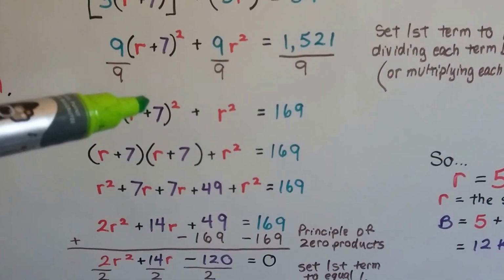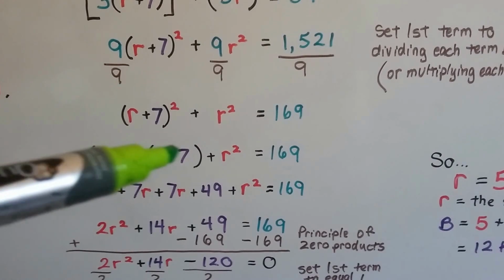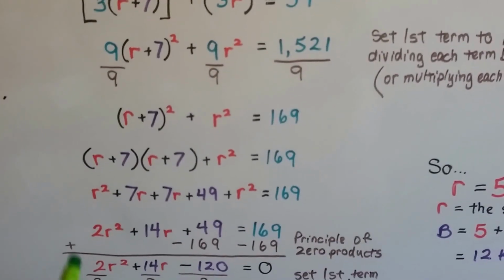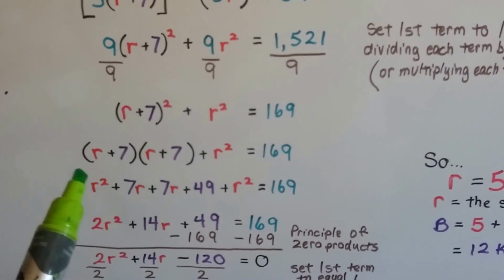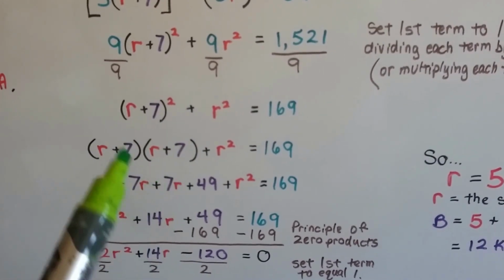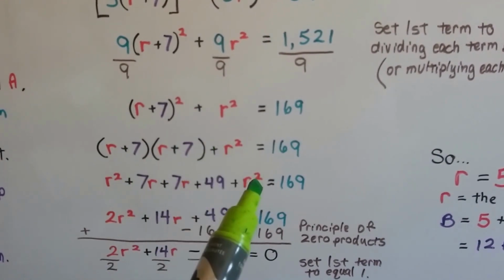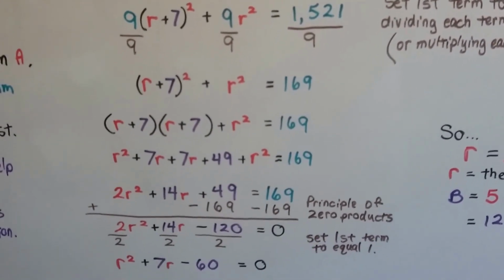Now we can open this up and FOIL it, can't we? R plus 7 times R plus 7, that's what that means. Plus the R squared equals 169. We FOIL this and we get R squared plus 7R plus 7R plus 49, because 7 times 7 is 49, plus this R squared, and it's going to equal that 169.